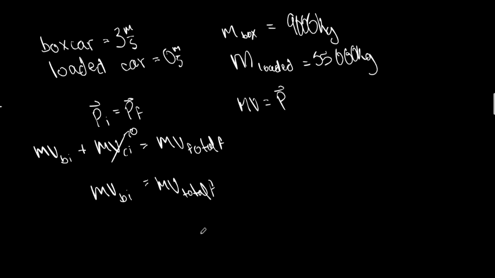And the question asks us to find the speed of the coupled cars. So once they're coupled, what is the speed? So we're trying to get the final speed. So one way we can do this is by dividing the mass of the total system to both sides. So we're given the mass is 9,000 kilograms of the boxcar and 55,000 kilograms of the loaded car. So we can simply add these to get the total mass. And then this is simply going to be 64,000 kilograms.